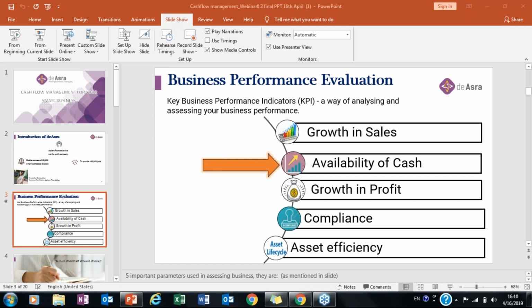So first, growth in sales. Growth in sales is a major KPI or a business performance evaluation indicator which shows the health of the business. So what is growth in sales? It is the growth we did in the business last year as compared to this year. As simple as that. Availability of cash, we will get to in brief as the further slides are concerned.